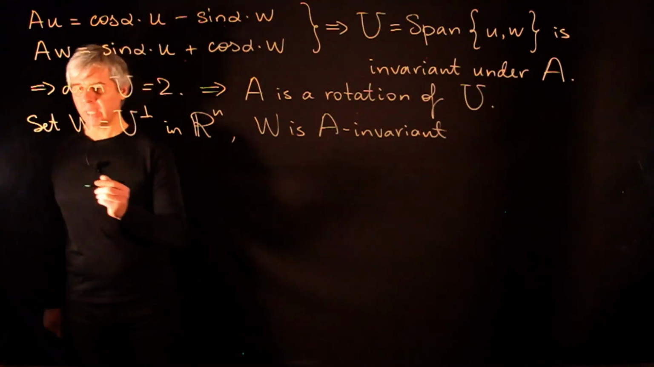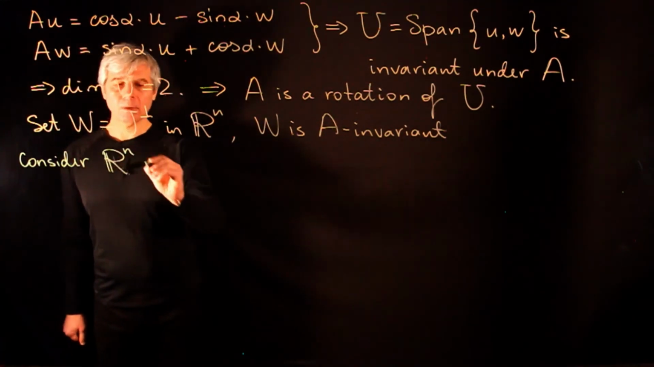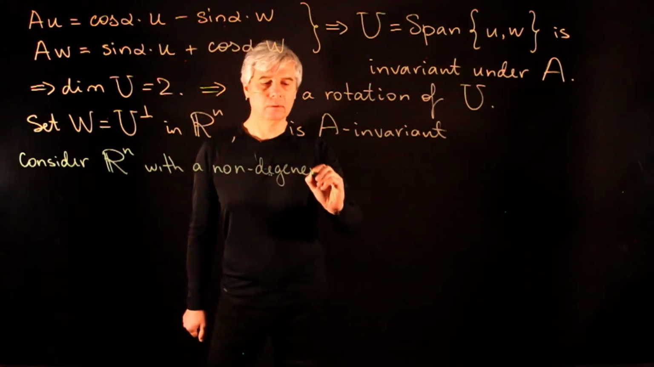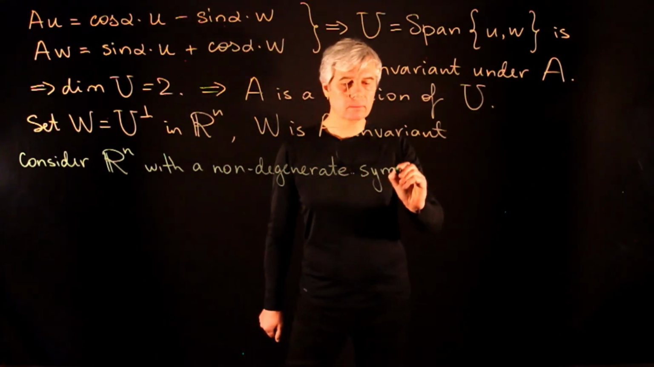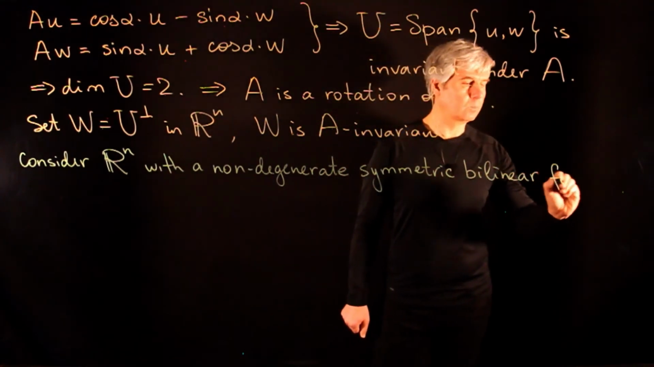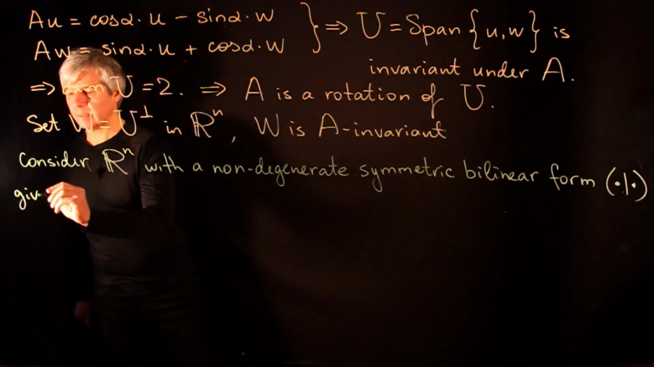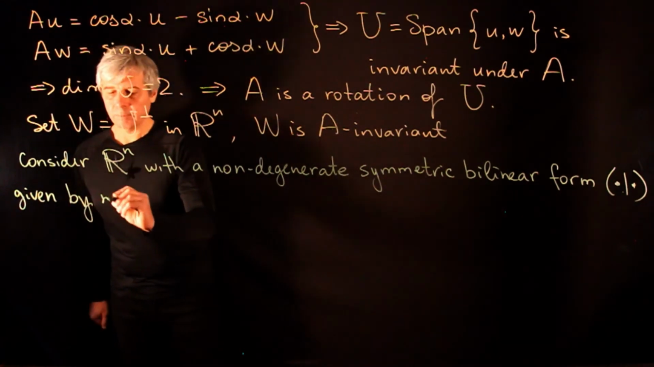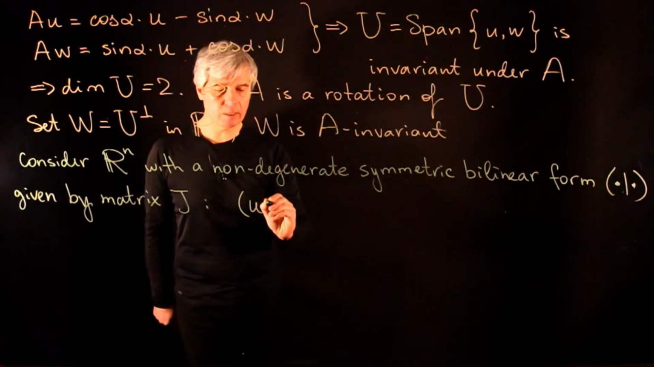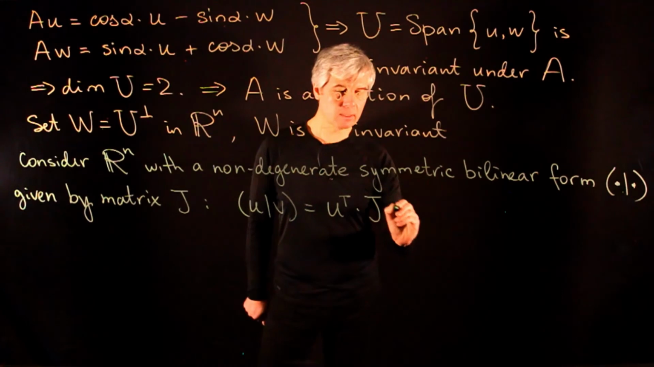To introduce the next matrix group, we consider the space Rn with a non-degenerate symmetric bilinear form given by some symmetric matrix J. So this means that the value of the bilinear form on U and V is given as U transpose times matrix J times vector V.